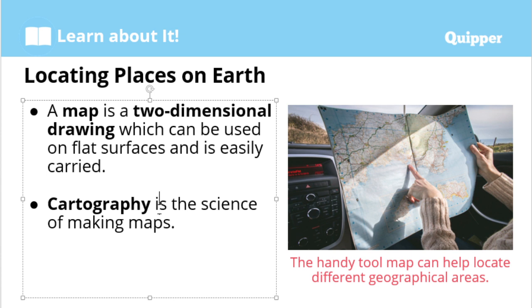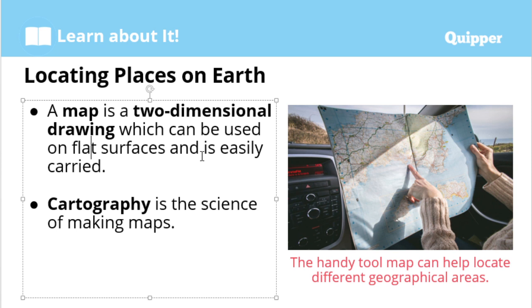So for a map, the keywords are a two-dimensional drawing and a flat surface. What's the advantage of having a map? You can put it in your pocket. A map is really very convenient. When I went to Singapore, as soon as you land in Changi Airport, the airport found in Singapore, maps are available everywhere for free, especially for tourists visiting Singapore, so they can enjoy the place and not get lost.